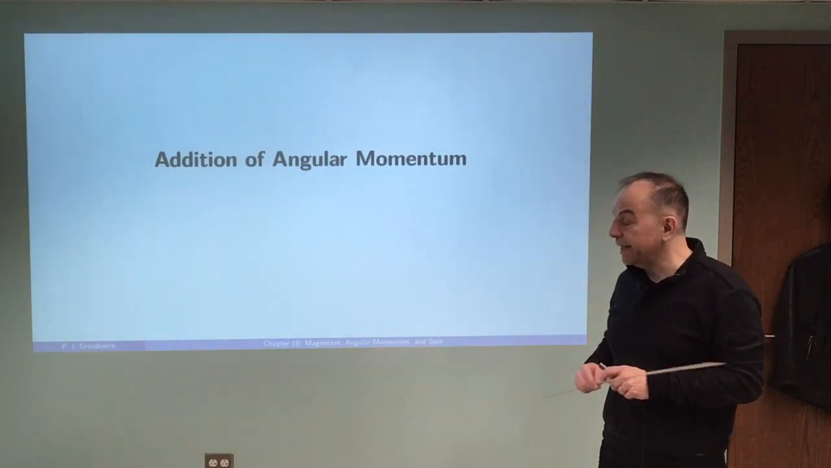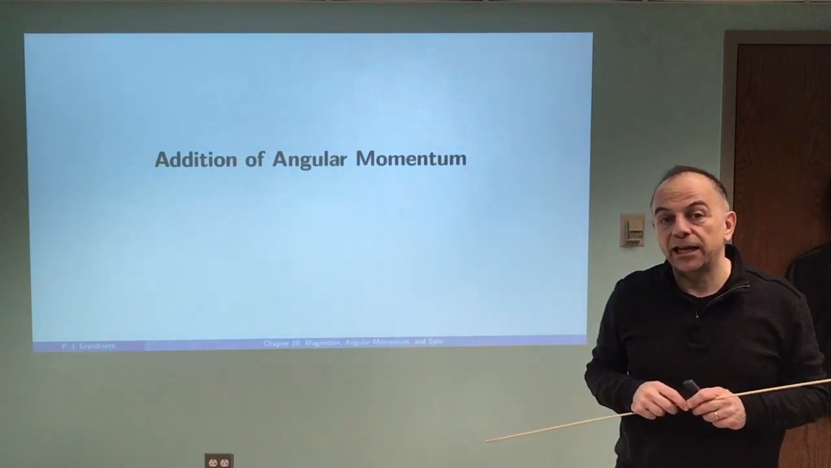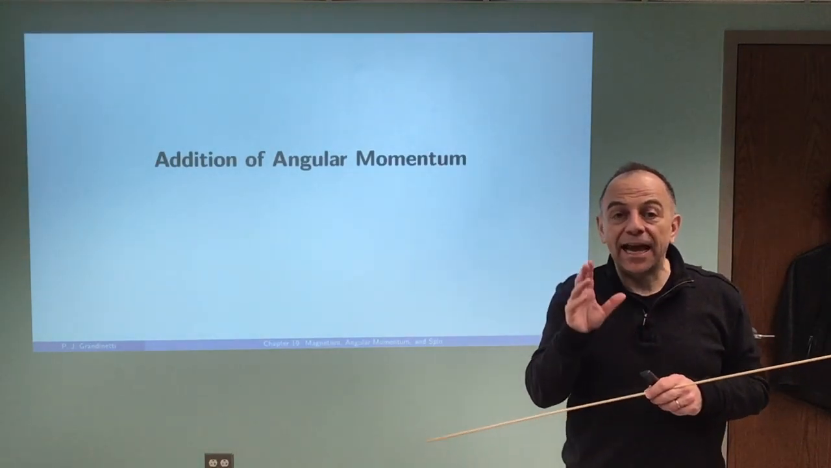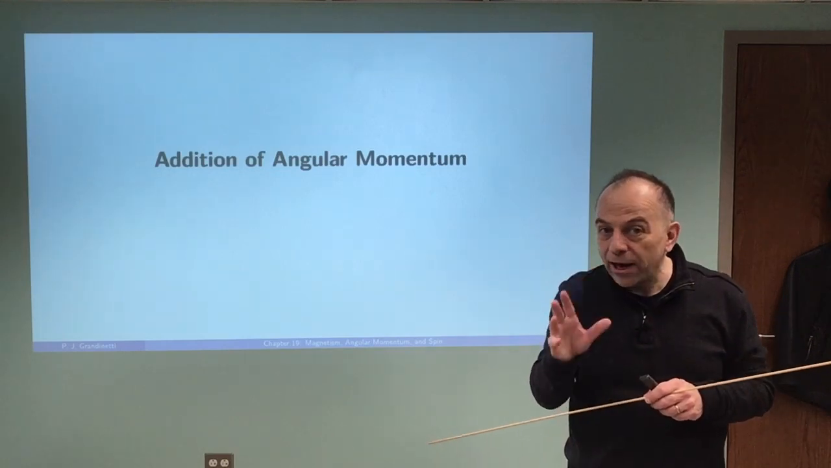In this video, we're going to continue Chapter 19 on magnetism, angular momentum, and spin. And now we're going to look at the quantum mechanics of adding angular momentum. Now, why do we need to do this?